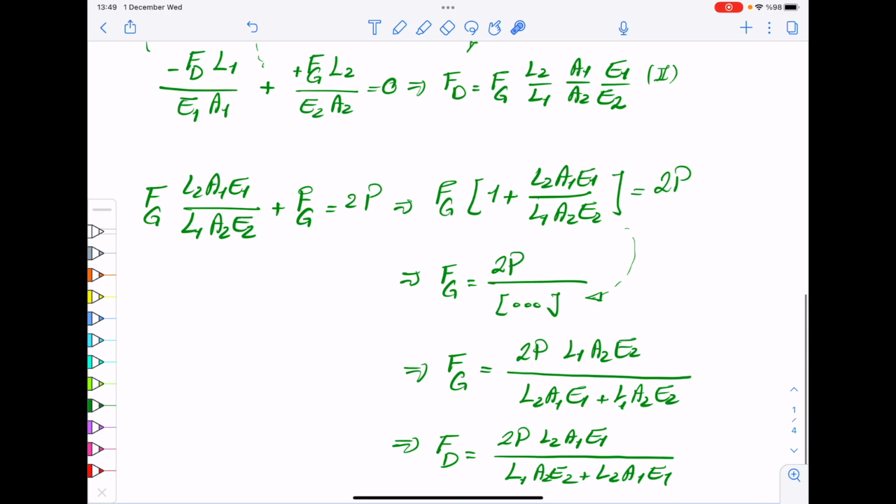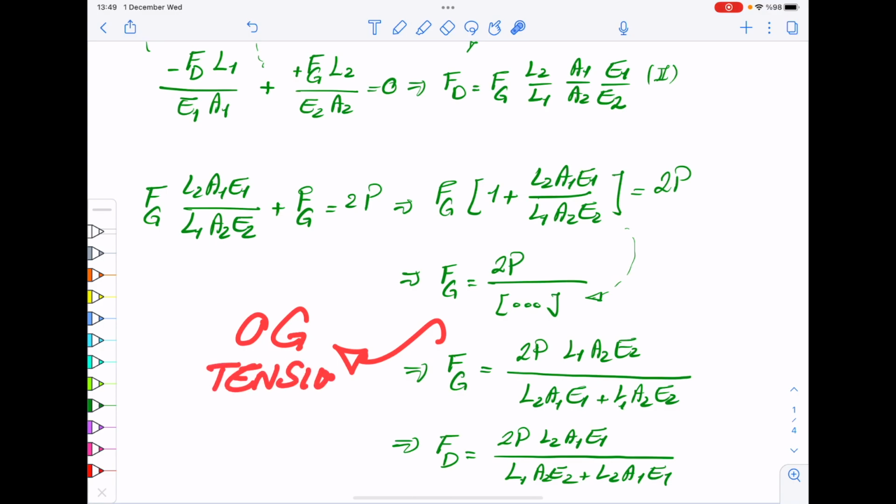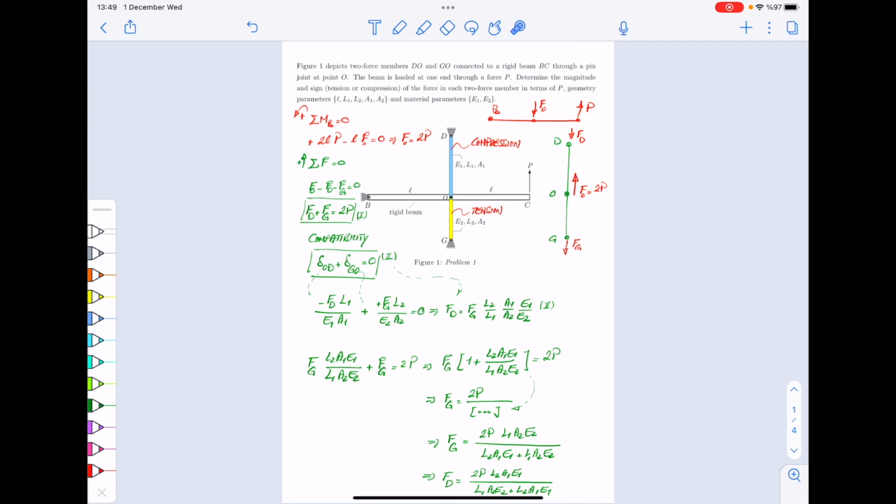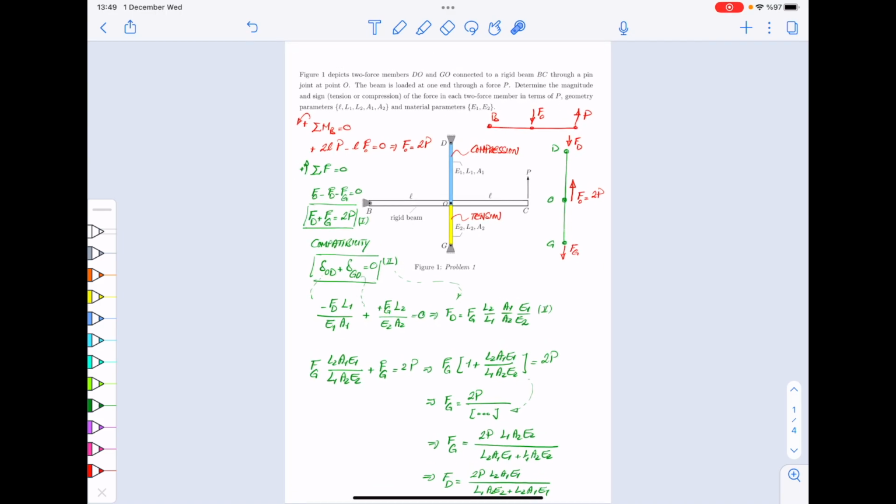So the FG, that's the lower one, so that member OG basically is under tension, and member OD under compression. All right, so that's that. Is that clear? Okay, so we go to the next exercise then.